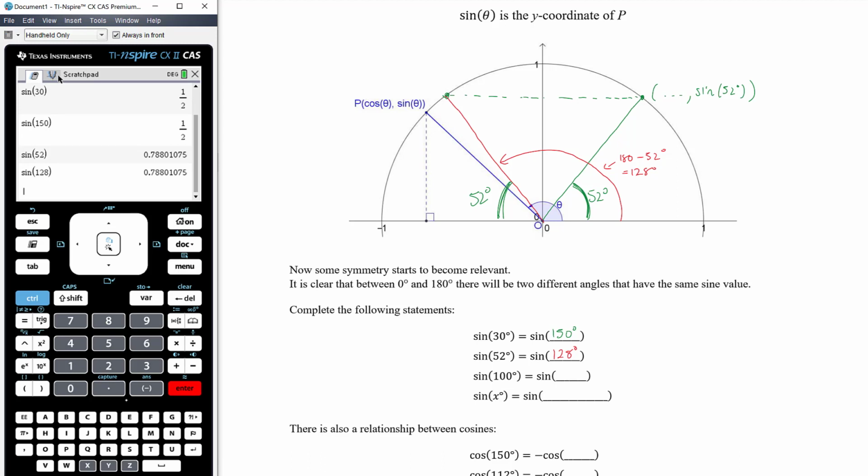Those two angles in the unit circle have the same y value and hence have the same y coordinate, and hence they have the same sine value. Okay, let's think about another one. Let me erase that.